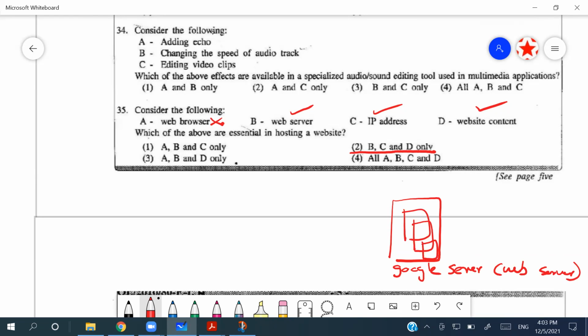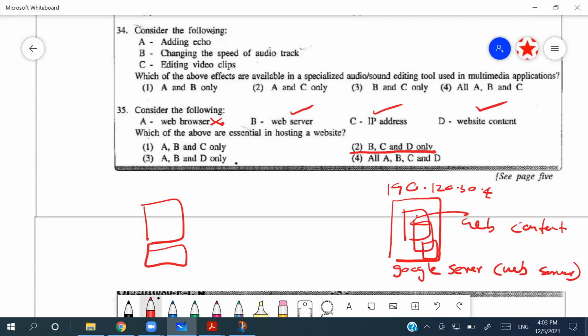So we need a web server. We need the web content. This is the content. And how is your computer going to find the web server? It is using the IP address. Right? So the browser appears over here.